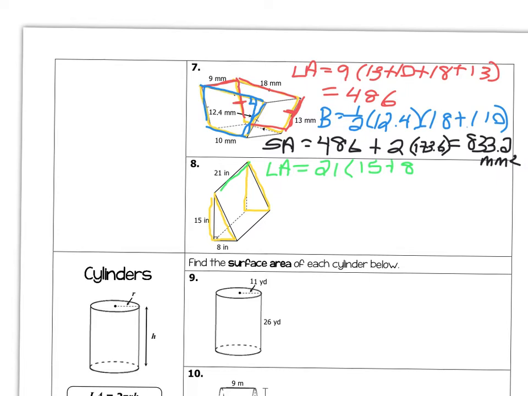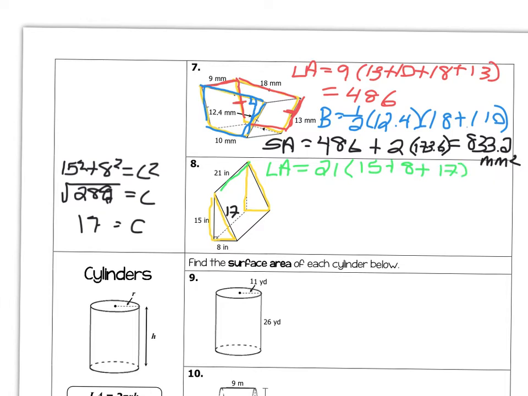So over here we're going to go 15 squared plus 8 squared is going to be equal to c squared. So c is going to be equal to the square root of 289. So c is equal to 17. So this is 17. So we're going to add that in here, plus 17, which will make our lateral area, let's see, looks like it's about 840.